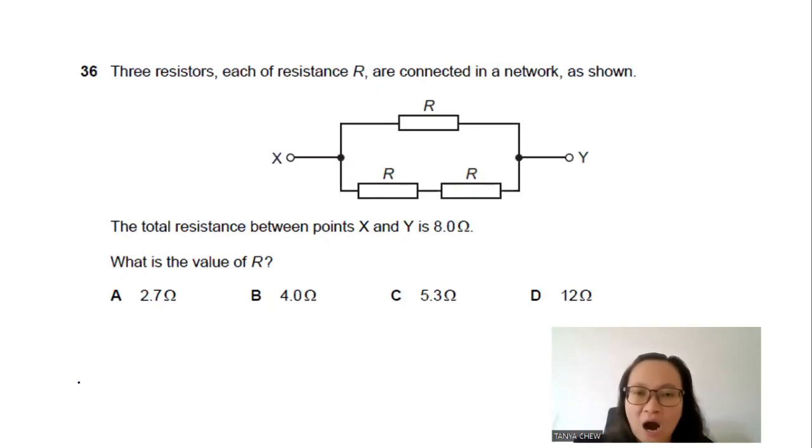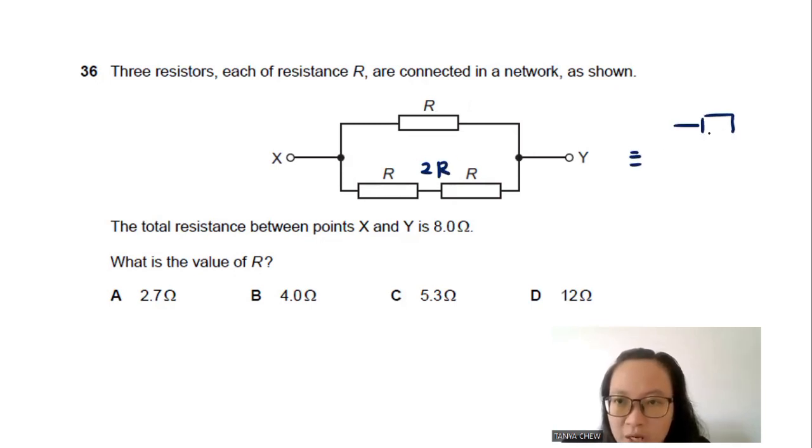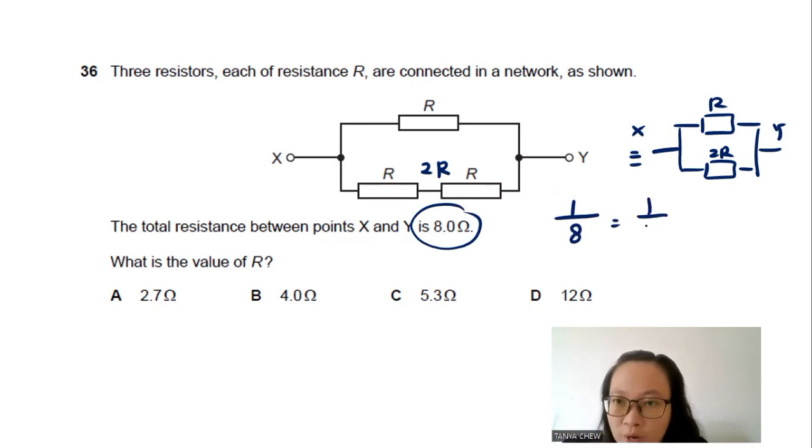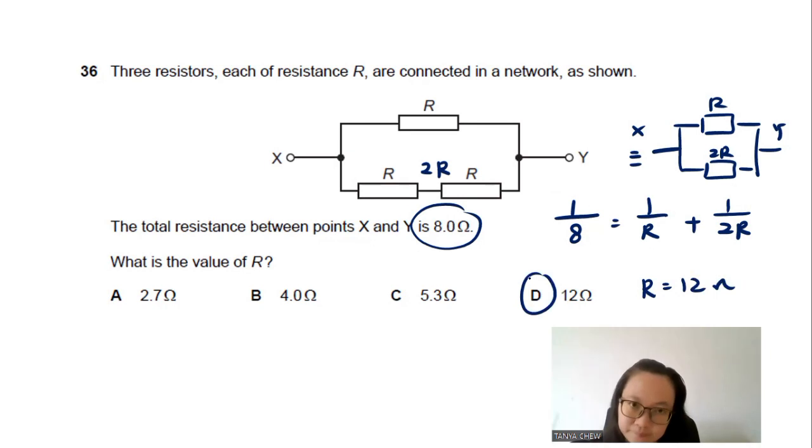Since R is connected in parallel to 2R, I simplified this diagram a little bit. You can put it in this way: R, and then this is 2R because in series you just add them. This is X, this is Y. So we make our life easier, don't you think so? We simplified the circuit. To find the total, they have given us the total resistance. 1 over 8 is equal to 1 over R plus 1 over 2R. So work it out, and your R should be equal to 12 ohm, which is D.